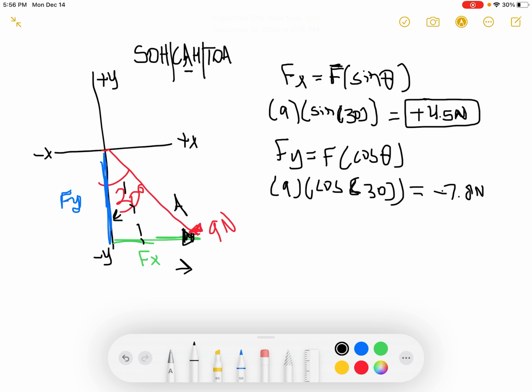Negative, though. Why negative? Because this is going down. That's the way that this is going, down. And down is a negative value. It's at the negative y-axis. If it was up here, it would be positive. So, now we have the x and y components.